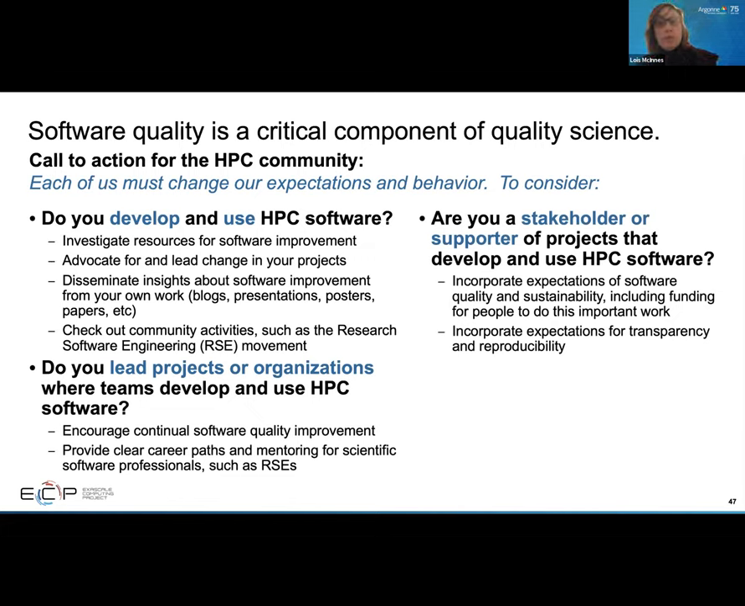For people who are stakeholders or supporters of projects that develop and use HPC software, this is a place where I think some of our biggest opportunities lie. And of course, there are challenges, but I think we have an opportunity to incorporate expectations of good software quality and sustainability, and expectations for reproducibility and transparency, and not only have expectations that projects address these, but at the same time, recognize that funding is required for people to do this important work. So this speaks back to the question that was raised earlier.